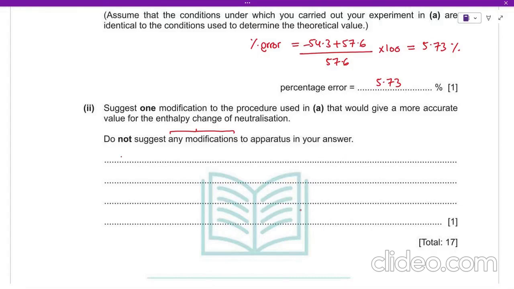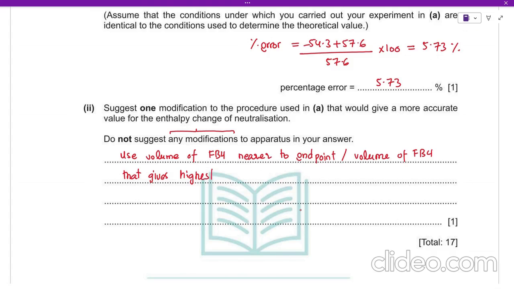What we can do is use volume of FB4 nearer to endpoint, or you can say repeat the experiment with the volume of FB4 that gives the highest temperature change. Okay, so this will be the answer for this.